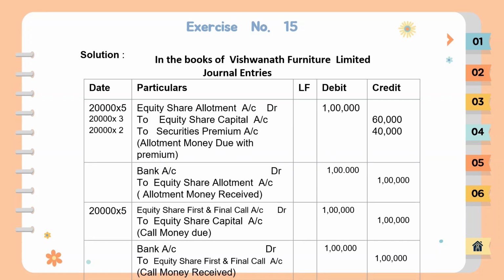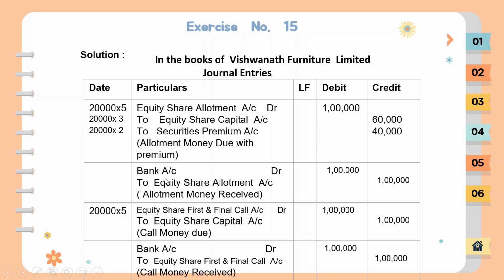And now here in the allotment stage only they are collecting the premium. First you have equity share allotment. What you should write? Allotment money plus premium. So 5 rupees, you have to show the calculation. Next is equity share capital, that is allotment money, 3 rupees only. That you have to put in the capital column. And the premium amount you should put in the securities premium account. So the bifurcation you have to do in this due entry only. So now you write allotment money due with premium.